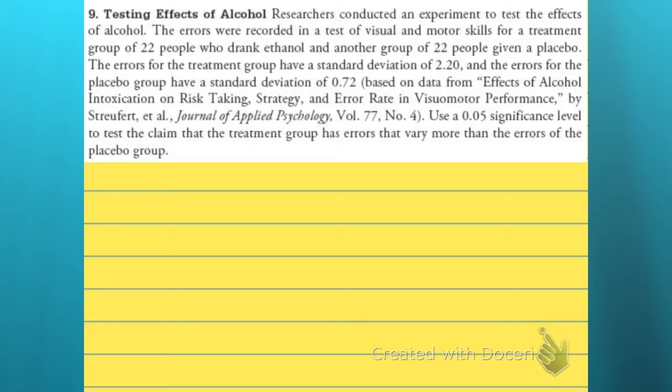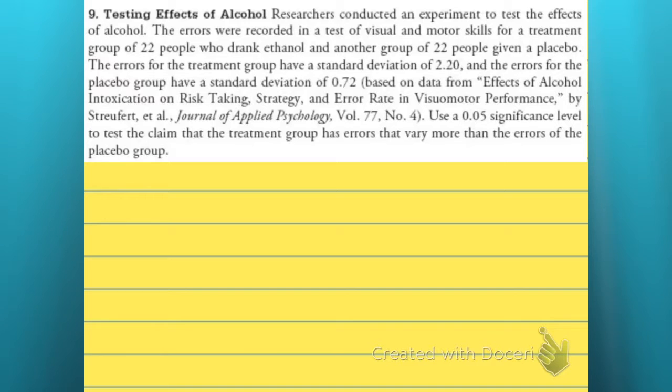Researchers conducted an experiment to test the effects of alcohol. The errors were recorded in the test of visual and motor skills for the treatment group of 22 people who drank ethanol and another group of 22 people that drank a placebo. The effects of the treatments have standard deviations of 2.2, and the errors of the placebo group have a standard deviation of 0.72. What are we doing? We're testing variances to see if they're different.